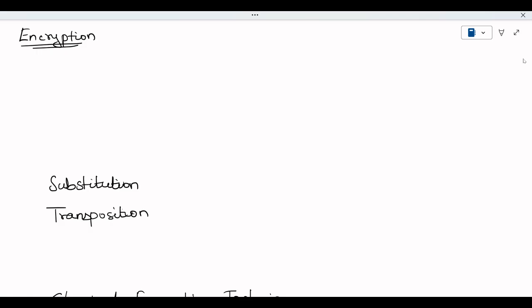Welcome to Techie Wise. In today's session, we will be dealing with the classical encryption techniques. Before moving on to the classical encryption techniques, we can have a brief look into what encryption is.